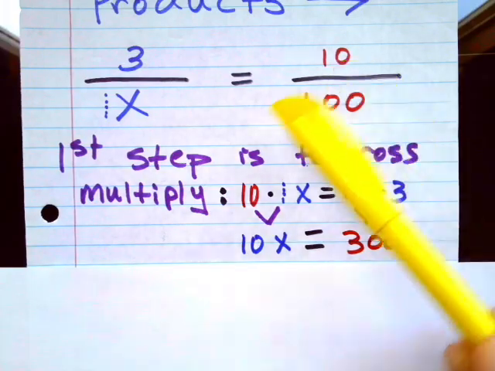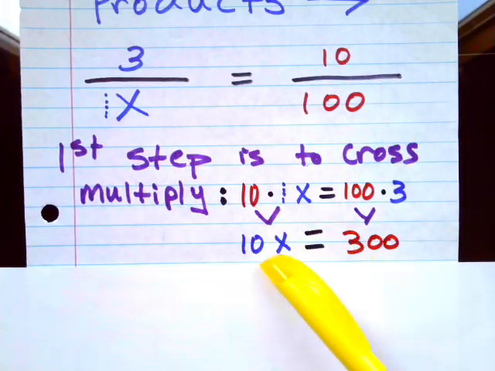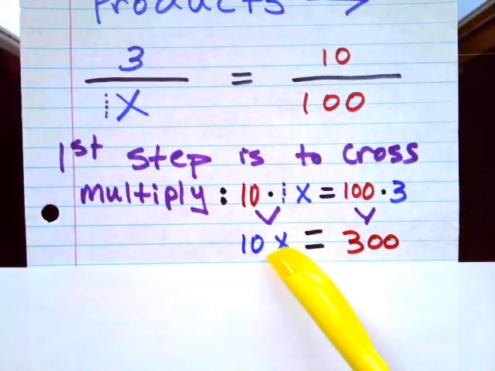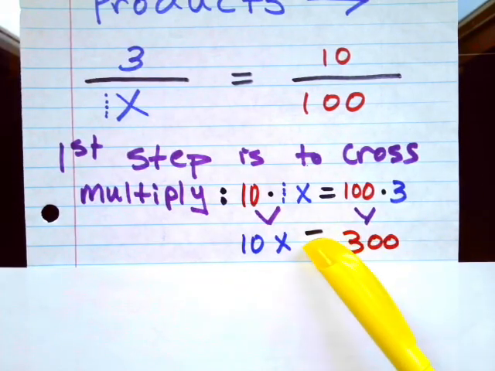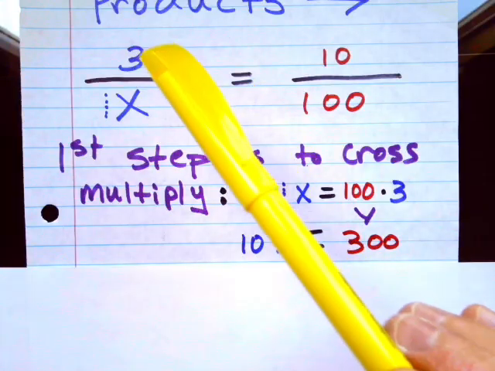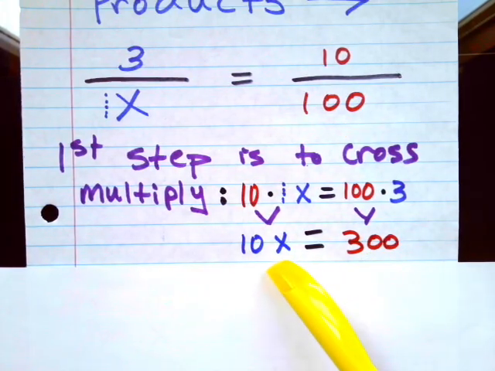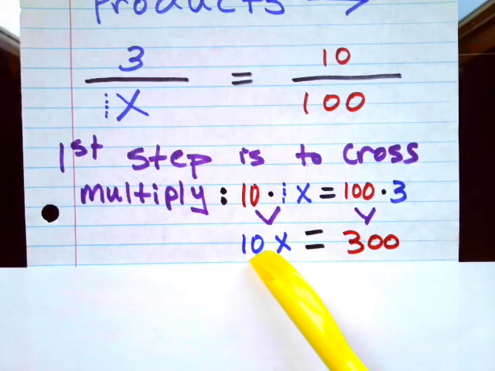So 10 times 1 is 10. You can't forget that x, right? 10 times 1 is 10. That x is attached through multiplication. Equals 100 times 3. 100 times 3 is 300. One step away to solve the problem.